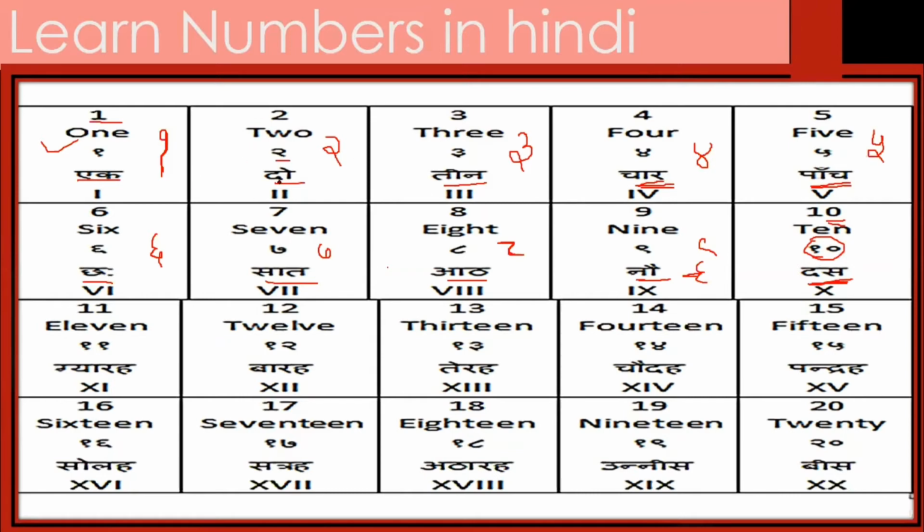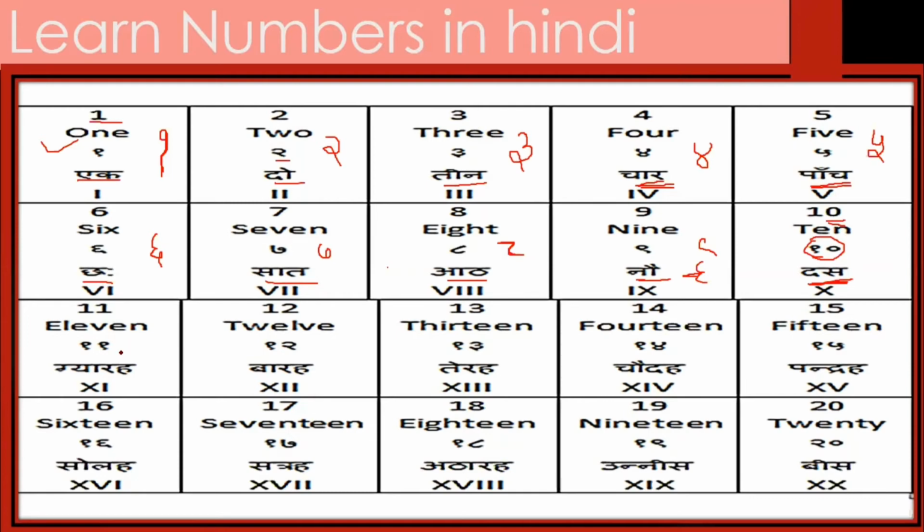Okay, now let's try. Now check how much you remember. What is this? दो. What is this? तीन. What is this? आठ. What is this? सात. What is this? चार. What is this? दस. What is this? नौ. What is this? पाँच. What is this? छह. What is this? एक. Okay.